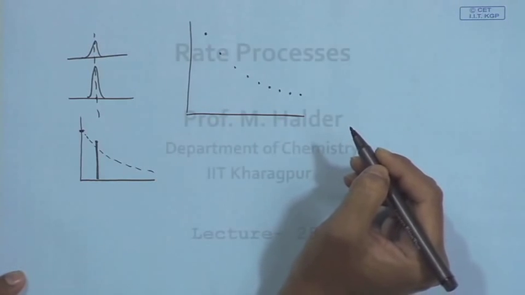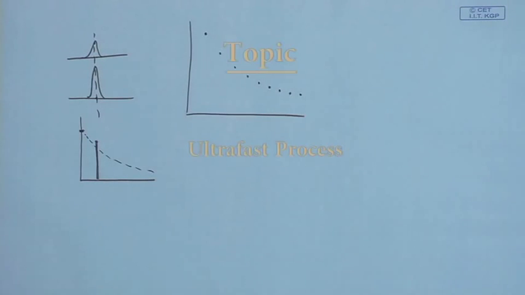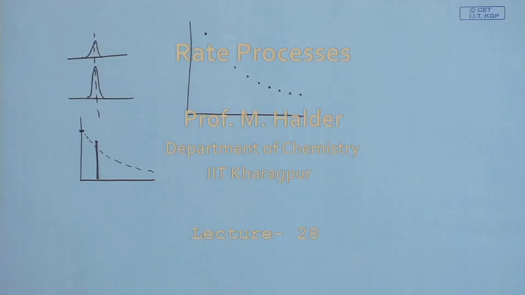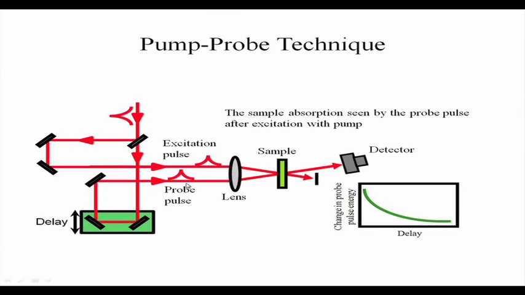So what you do? You send your excitation pulse and probe pulse at the same time. That is your zero time, and then you keep on changing this delay, increasing the delay so that the probe pulse reaches at some later point. And here this lens is used because they have to be directed at one point, maybe here. They should be spatially and temporally matched.